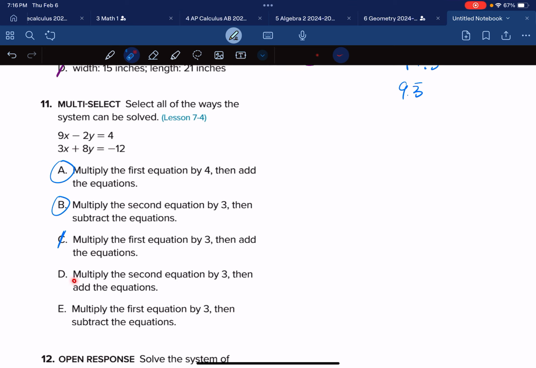This part D is incorrect, though, because if you multiply the second equation by 3, this 3 turns into a 9. And if I add those, 9 plus 9 is 18. You didn't get rid of any of the x's. What about E? Multiply the first equation by 3, then subtract. If I multiply the first equation by 3, it turns into a 27x, a -6. None of those will cancel each other out, so E doesn't make any sense either. It should just be A and B.